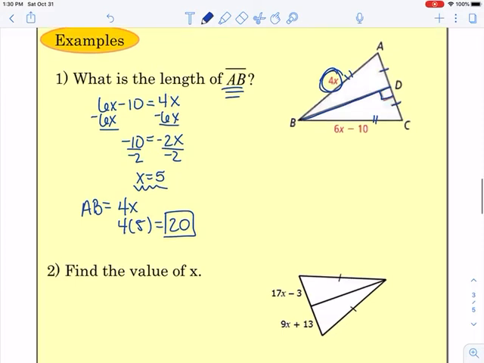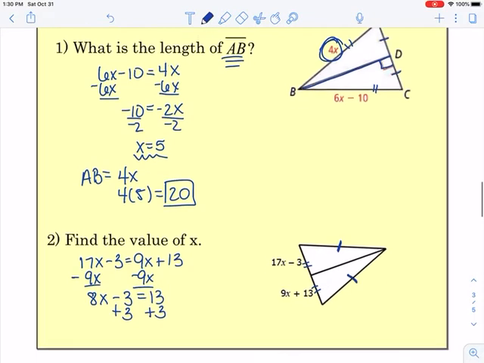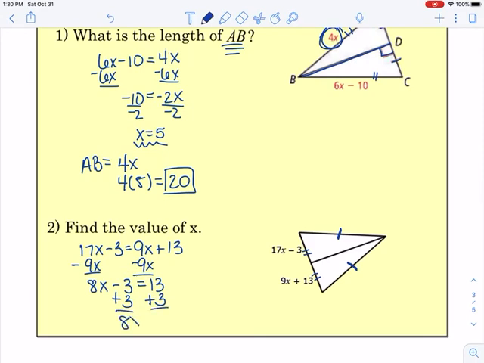For number 2, we want to find the value of x. This time they told me that this side was equal to this side, which would mean that this piece has to be equal to that piece. So we can just set 17x minus 3 equal to 9x plus 13. I'll subtract 9x from both sides first to have 8x minus 3 equals 13. The opposite of subtracting 3 is to add 3, and 8x is going to equal 16. Divide both sides by 8, and x is going to equal 2. This time, unlike the problem before, it only asked me to find x. I've found it. I'm done.